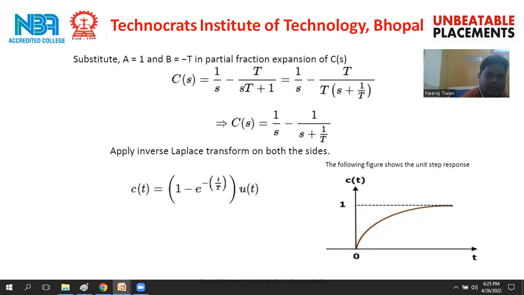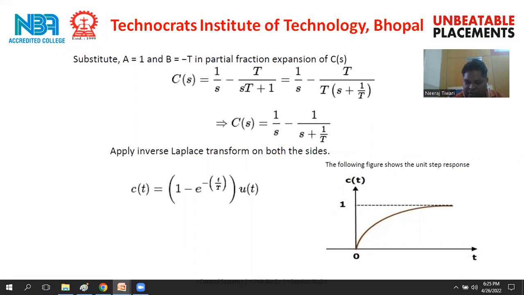So this is the output response for the unit step input signal. First of all, we will see this output response curve. We will draw the input step signal, and we will draw the output response curve. So in this case, for the unit step input and output equation, we will find out the steady state error.